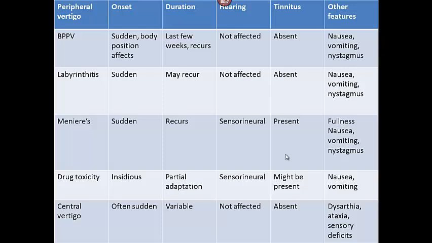Labyrinthitis is basically an inflammation of the labyrinth. It could be purulent, associated with bacterial infection. It could be viral as well. It is sudden and does not have hearing loss or tinnitus, the same as benign paroxysmal positional vertigo. It is diagnosed by a CT scan of the temporal bone.